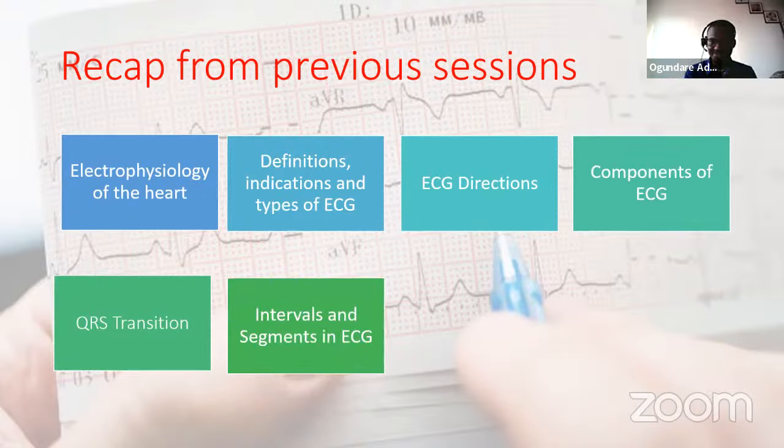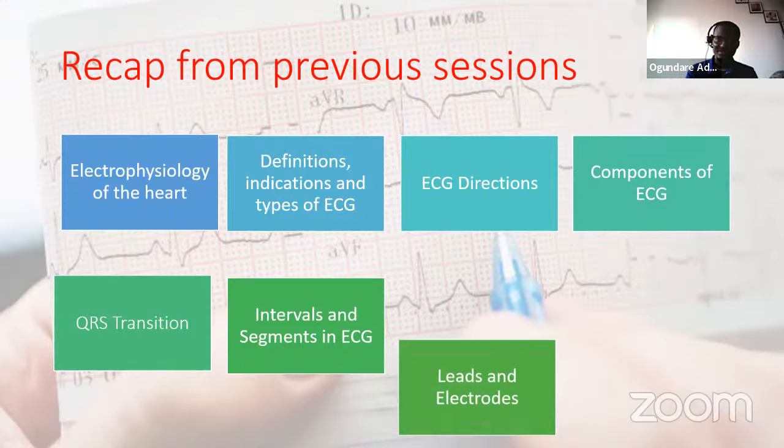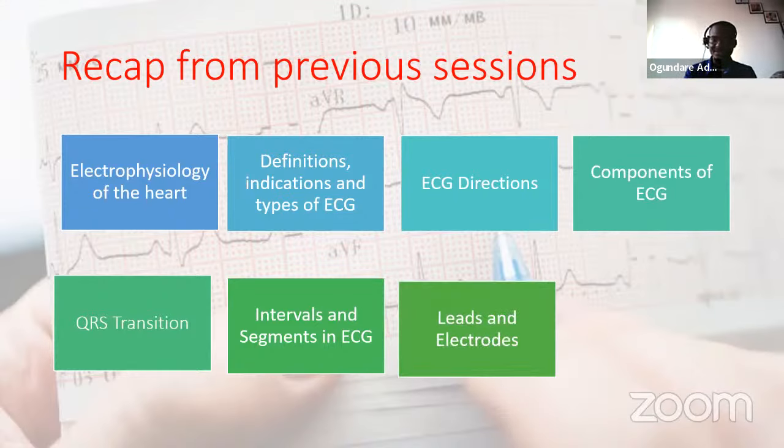Last class, we talked about the intervals and the segments used in ECG. So we talked about the PR interval, the PR segment, the QT interval, and the ST segments in ECG and their clinical relevance as well. We've talked about the ECG leads and electrodes, how we use the 10 electrodes to generate 12 leads in a 12-lead standard ECG. So we've been able to identify the 12 leads and the 10 electrodes that we use for standard ECG.